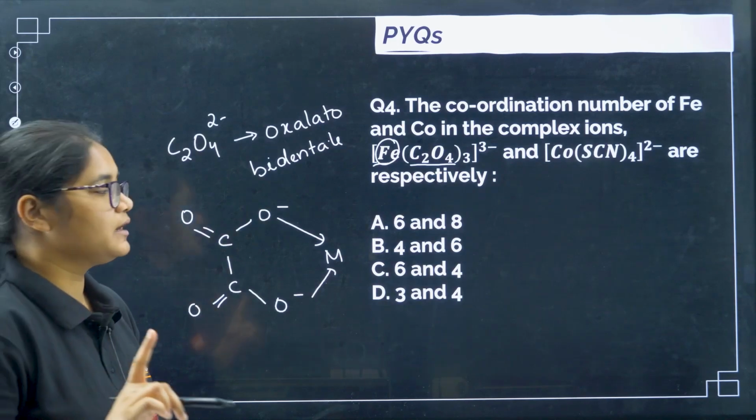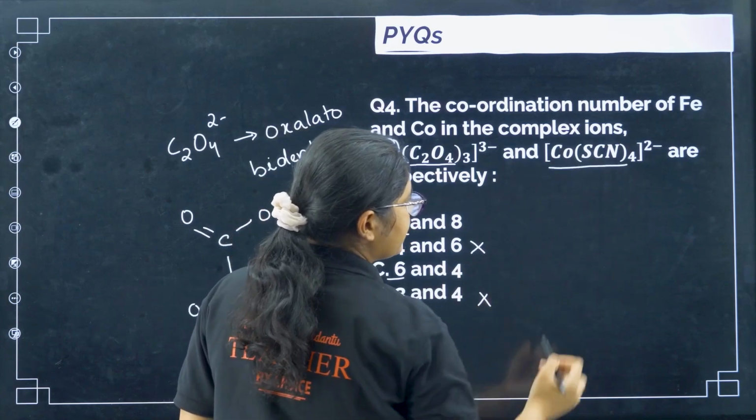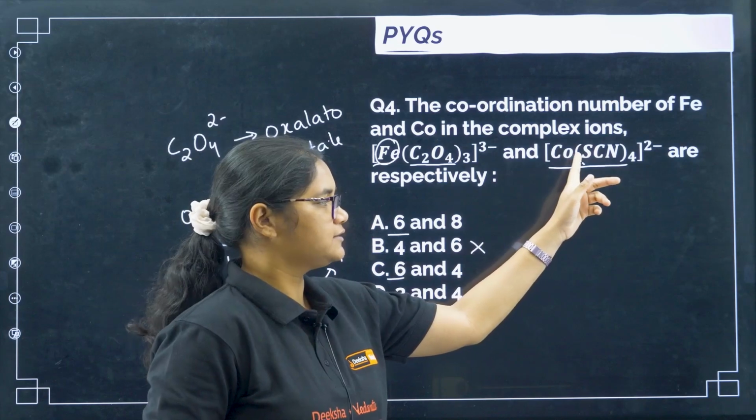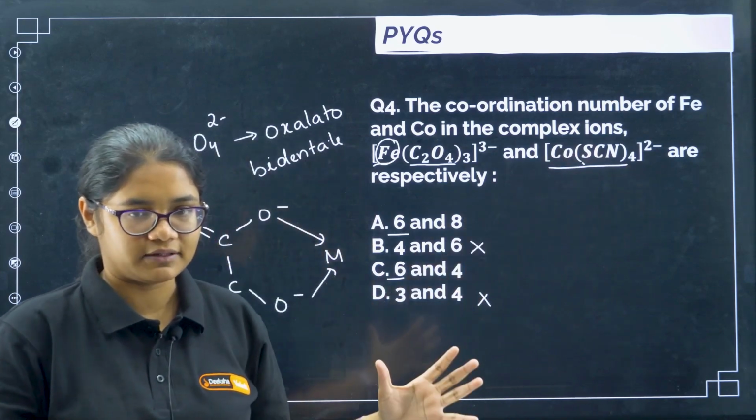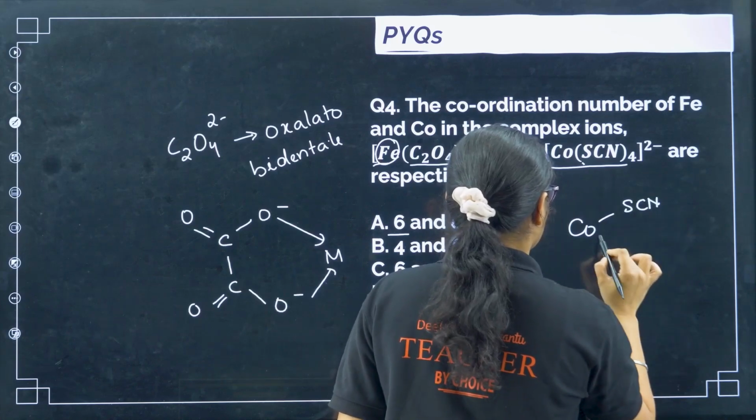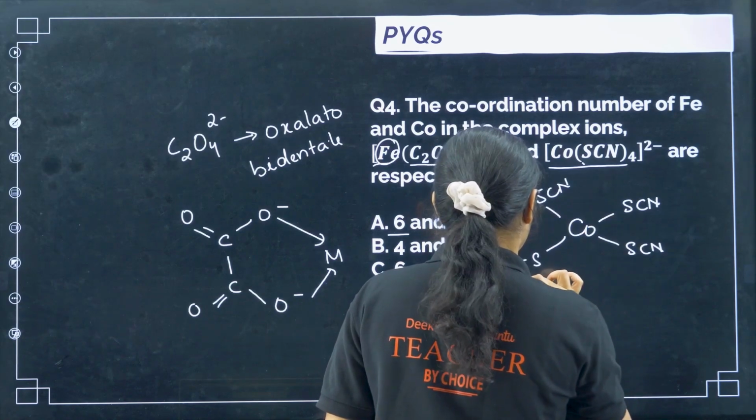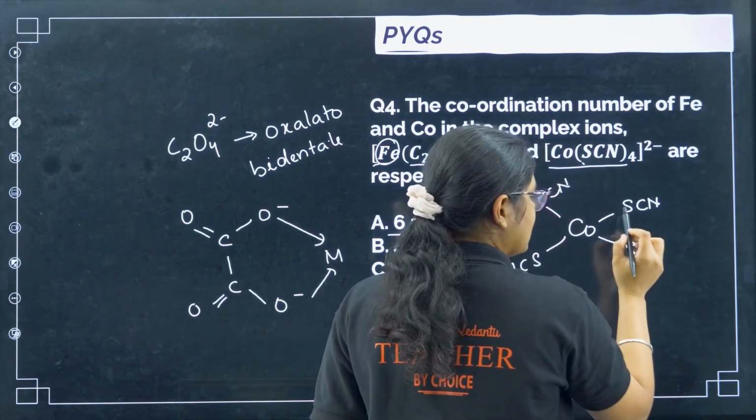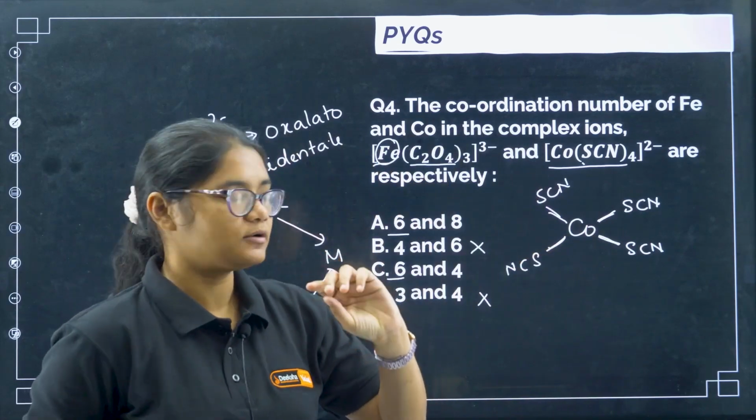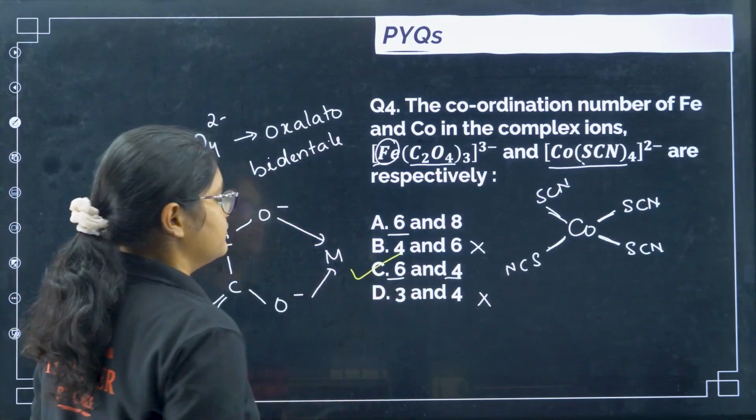Right? So the coordination number of Fe will be 6, so I can eliminate the other two options. Here SCN is a monodentate ligand, meaning one atom, S or N, forms the bond. Thiocyanato can bond through S or N, but only one bond forms at a time. So it can be SCN four times, or you can have NCS also. Cobalt will have 4 bonds, so its coordination number is 4. So the correct answer for this question will be option C.